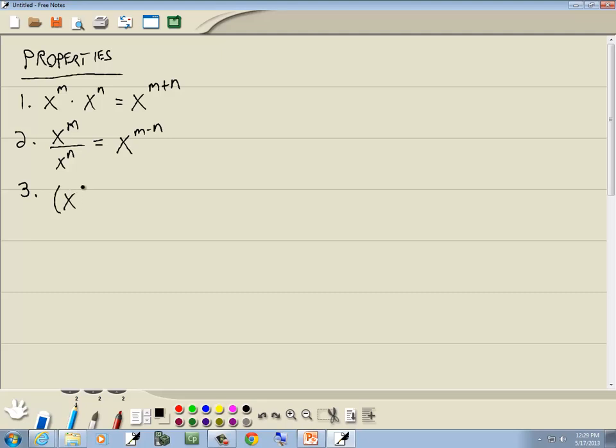Our third one, if we have x to a power raised to another power. Well, if you raise one exponent to another exponent, you multiply the exponents.